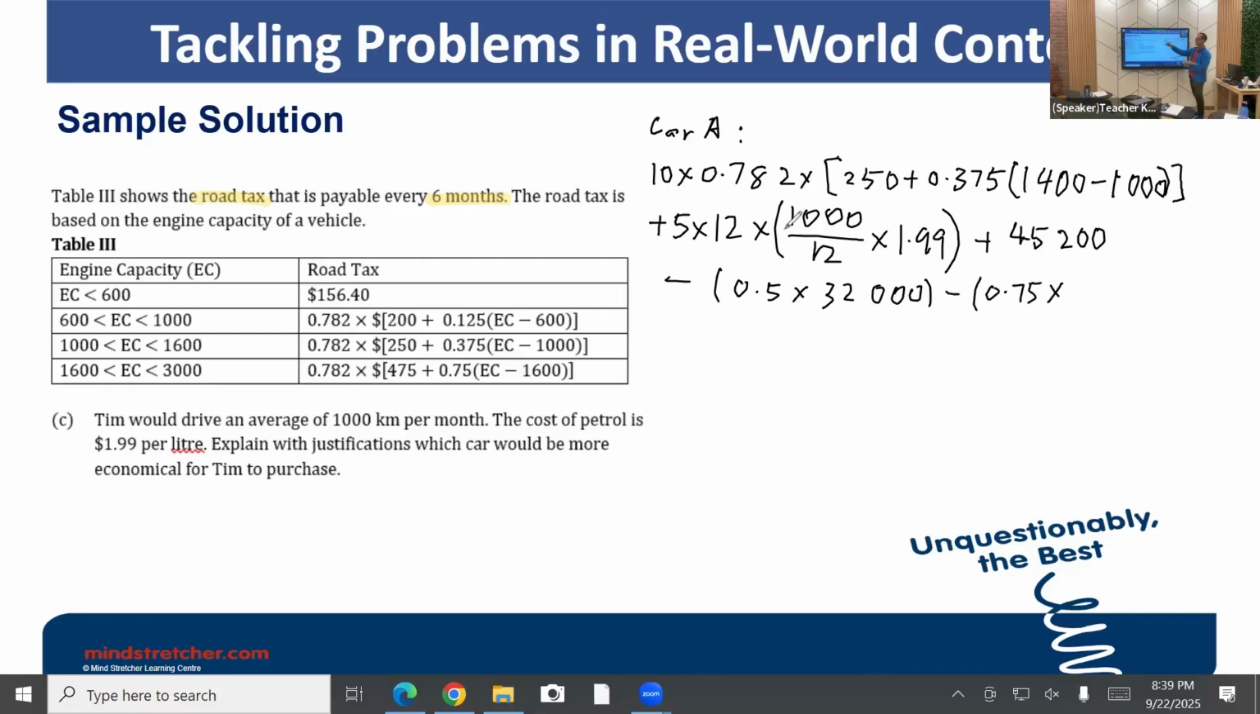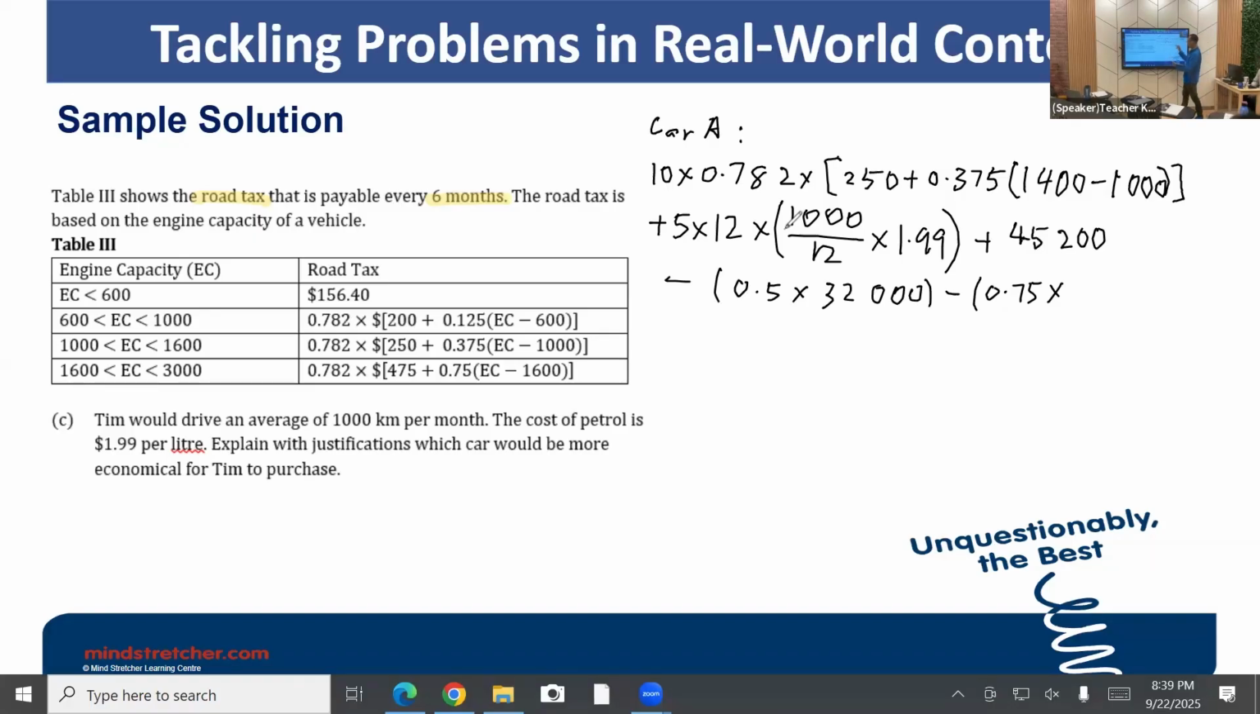Sorry? Which one? This one. 1,000 over, because it was mentioned that 1,000 kilometers per month, right? Remember in your part C, this part about the average distance that he's going to be traveling per month. Okay. Table 1, the fuel consumption. Yeah. It says A uses 12 kilometers per liter. So that's why we had to use the 1,000 divided by 12 to get a figure. Oh yeah, sorry. Yeah, that's the part.